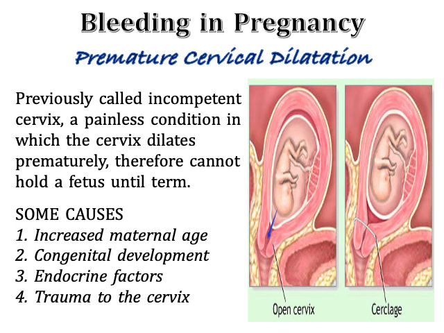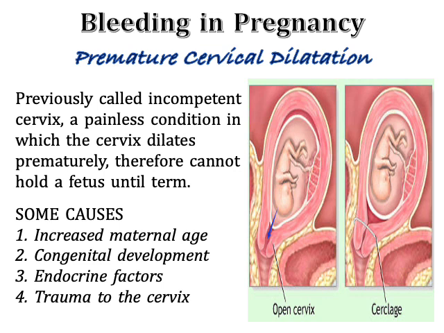The next bleeding in pregnancy is premature cervical dilatation. This is previously termed as incompetent cervix. It's a painless condition in which the cervix dilates prematurely. Therefore, it cannot hold a fetus until term. We have learned that the cervix should only dilate when the fetus is mature enough to cope with extrauterine life, and that is when the fetus reaches 37 to 42 weeks.